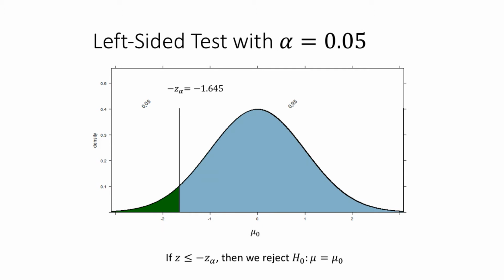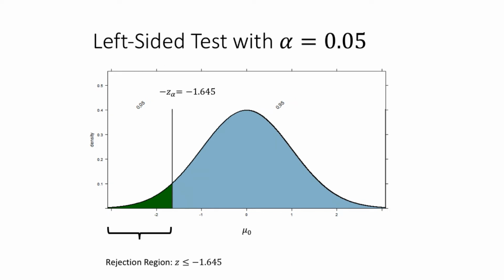For a left-sided test in which alpha equals 0.05, our benchmark for comparing our z-test statistic is negative 1.645. That area in green has a probability of 0.05. That is our rejection region. If our z-test statistic is in that region, if it's less than negative 1.645 and we're conducting a left-sided z-test, then we're going to reject the null hypothesis, the null that the sampling distribution is centered on mu naught.